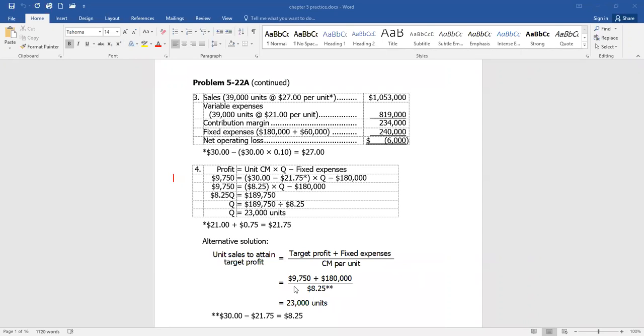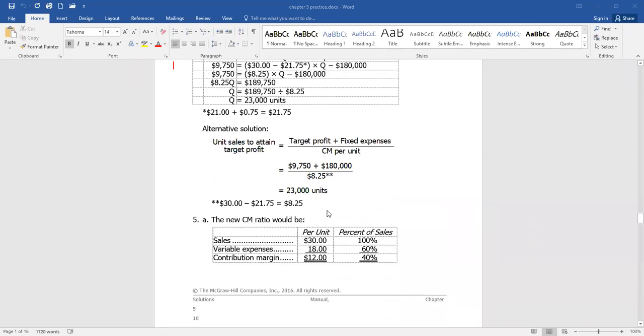You can also do this computation as below. Take the target profit of $9,750 plus the fixed cost of $180,000. That's the total contribution margin that must be made. If the contribution margin per unit is now at $8.25, divide that in, 23,000 units is how many you have to sell.